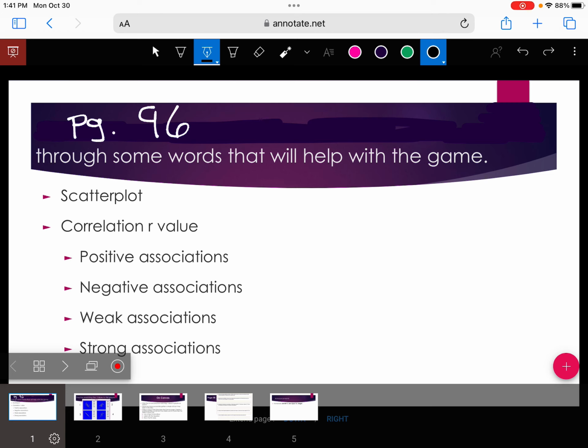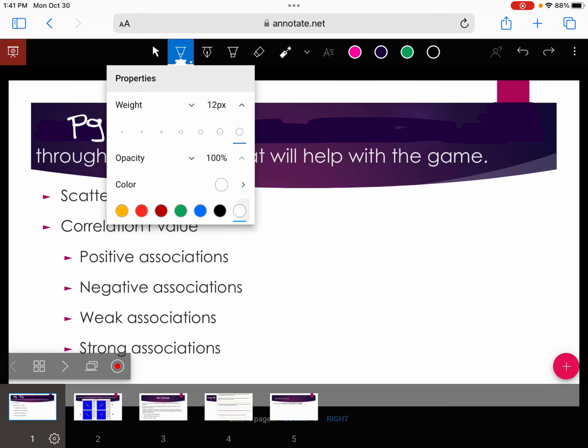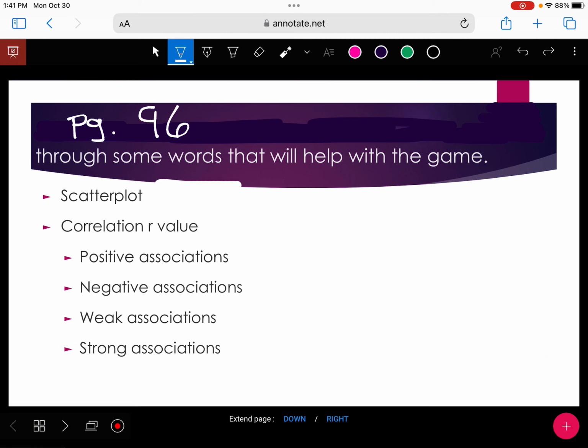All right, so we're going to be talking about scatter plots a lot. And that is a comparison between two data sets that are usually both quantitative.